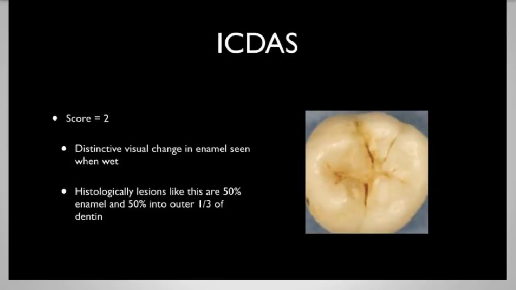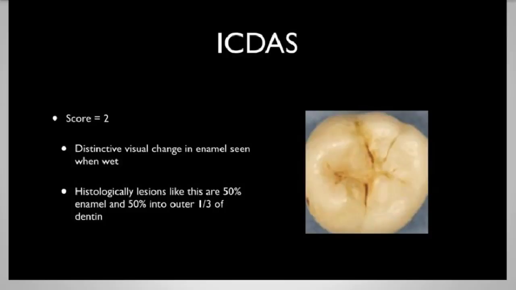If we take a look at this image, this is what we could term as an ICDAS-2 score. What that means is this is where people are generally most unsure on ICDAS-2s. The question becomes, that dark area that you see on the occlusal surface, is a caries process beginning or not? According to the ICDAS system, if we take a look at this tooth under a wet environment and see a visual enamel change, that receives a score of a 2. A score of 2 traditionally means that about 50% of the lesion is within enamel, and the other 50% of the lesion is into the outer 1/3 of dentin.